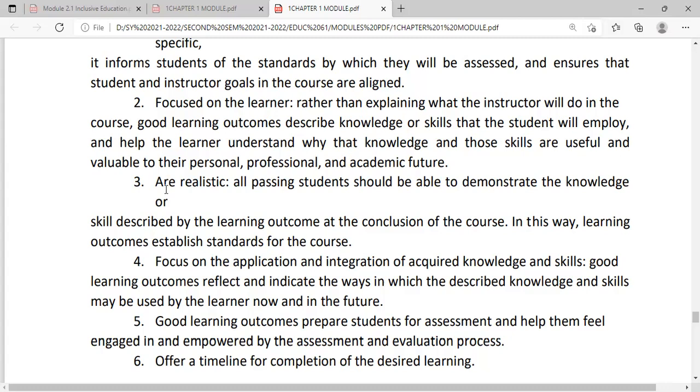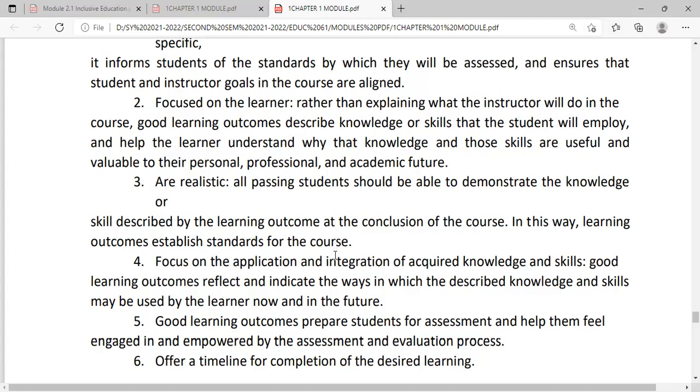Dapat dili siya layo sa tinuod, kay ang tendency nabagsak ang mga student. All passing students should be able to demonstrate the knowledge or the skills nga gusto nimo i-describe sa imong LO, and of course ug unsa imong gusto nga ilaang makamit after sa imong discussions.